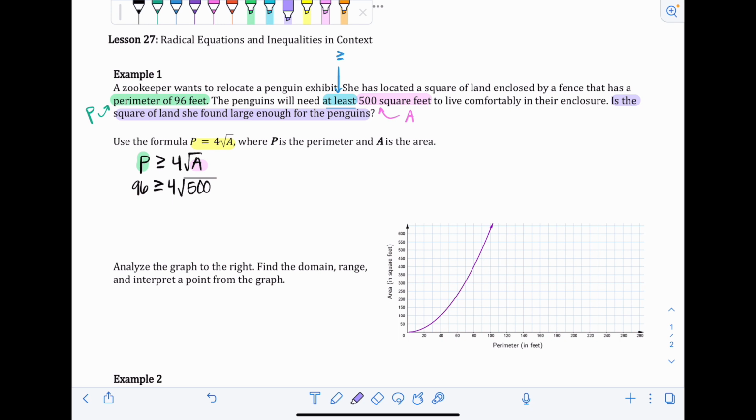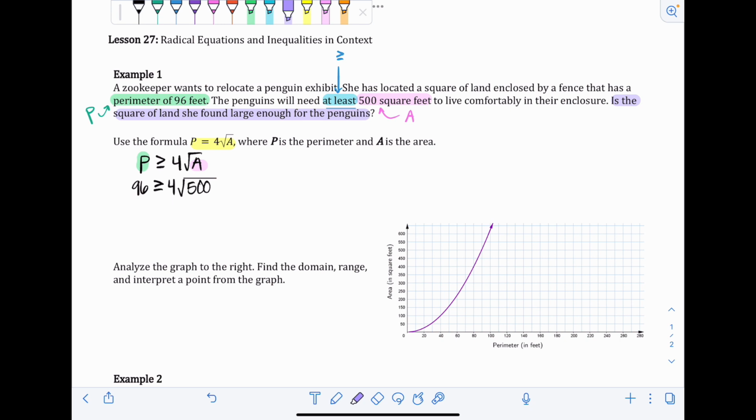So is 96 actually greater than or equal to 400 times the square root of, 4 times the square root of 500? So I want to try to avoid just punching 4 times the square root of 500 into the calculator and just practice inverse operations to get rid of the radical and the things that make it difficult to solve without a calculator.